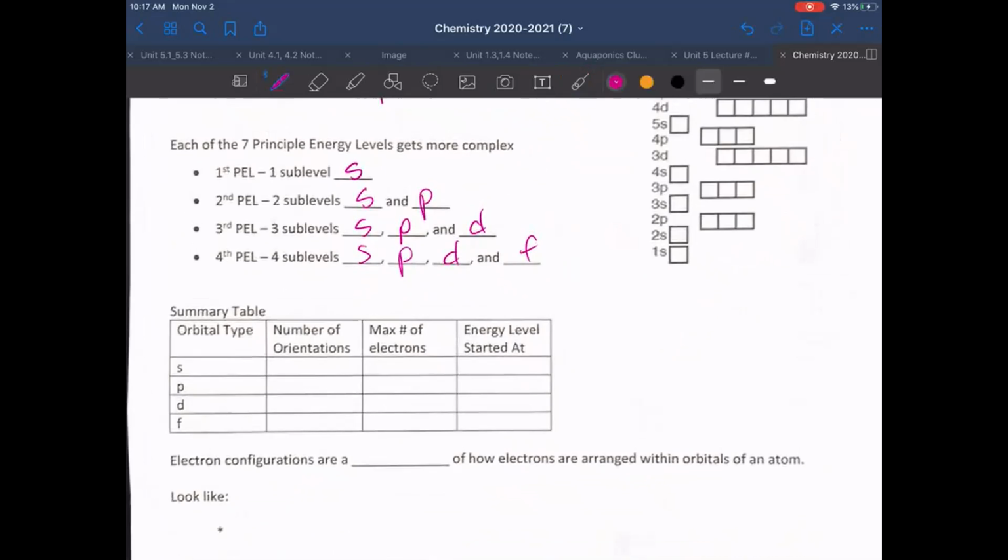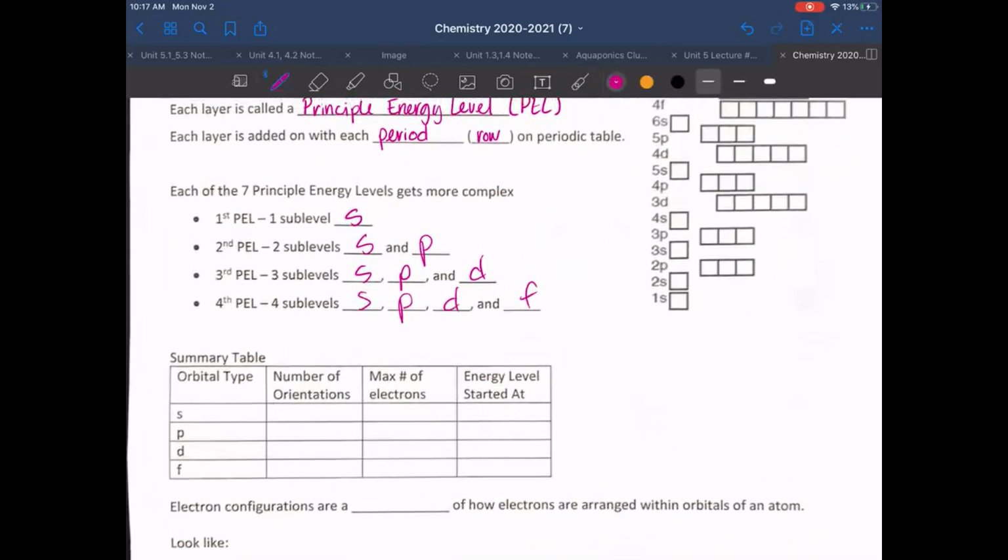So for the different orbital types, for s, we only have that one orientation, or the sphere. So up here, this is just the s orbital. It is just the single sphere that covers all 3 axes. The max number of electrons, well, since it only has that one orbital orientation, it can only hold 2. This starts at energy level 1.